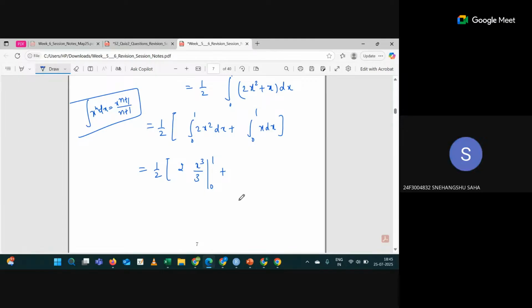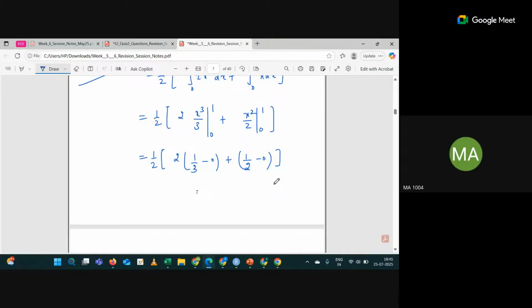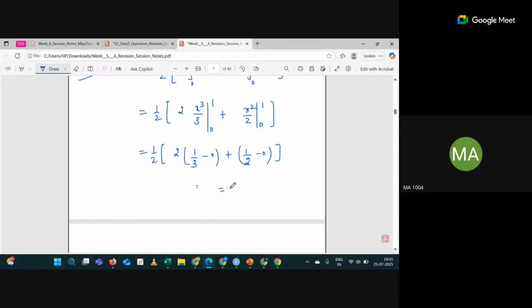So this x will be x square by 2, from 0 to 1. Okay, so what is the next task? I have to substitute these values. So this will be 2 into 1 by 3 minus 0 cube, so 1 by 3 minus 0 only, and it will be 1 by 2 minus 0. Correct? If you solve this, it will be 1 by 2 in bracket 2 by 3 plus 1 by 2. So basically this will be 7 by 12. Correct? Is this clear?